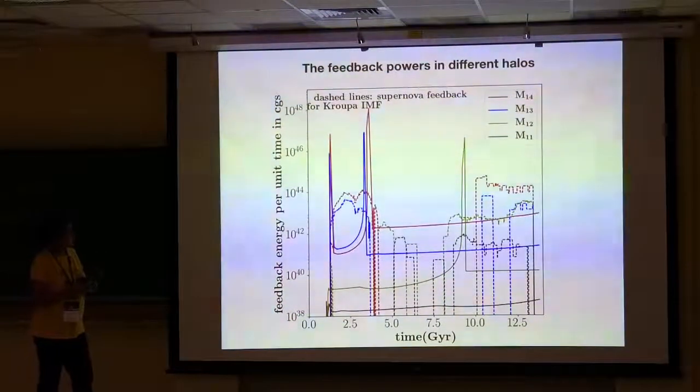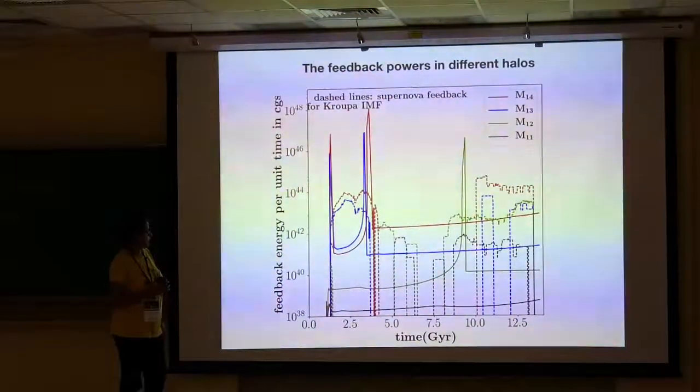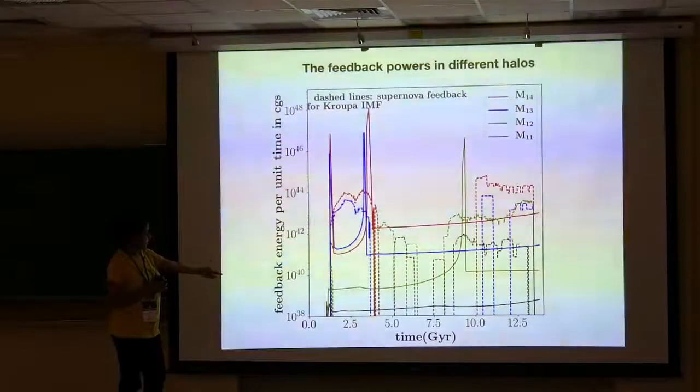This basically means that these dashed lines for the biggest halos are there only in the initial, say, 1 to 4 gigayears, which means that after that there is not much supernova feedback available for these halos. So it's essential to have some kind of feedback from AGN. On the contrary, for the smallest halos, for example the black one, the dashed lines are almost always above the black lines, which means that supernovae can provide almost the entire energy required for these smaller halos.